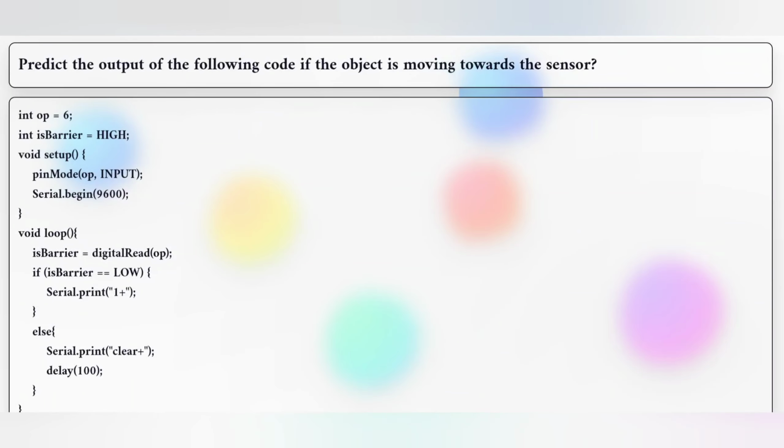Predict the output of the following code if the object is moving towards the sensor. int op = 6, int isBarrier = HIGH, void setup pinMode(op, INPUT), Serial.begin(9600), void loop, isBarrier = digitalRead(op), if isBarrier == LOW Serial.print("1+"), else Serial.print("clear+"), delay(100). Options: clear+1+1+1+1+clear+1+1+1+clear+clear, clear+clear+clear+clear.